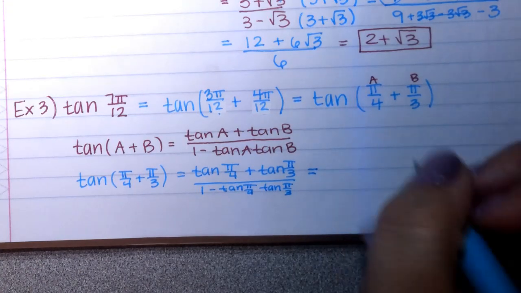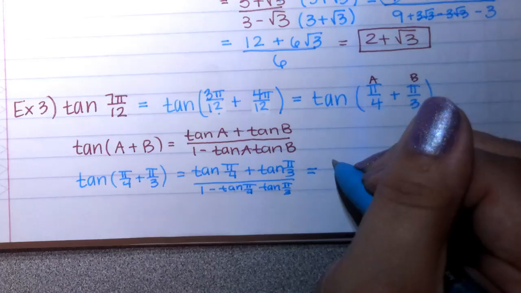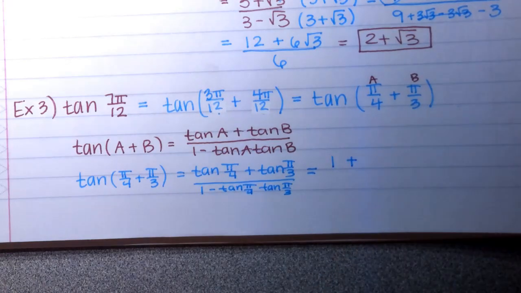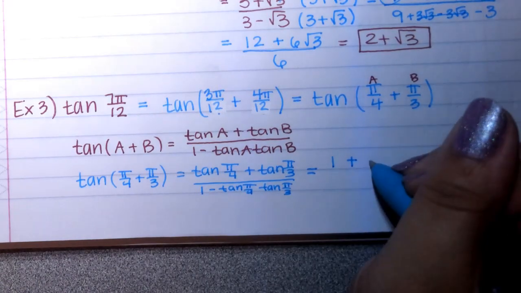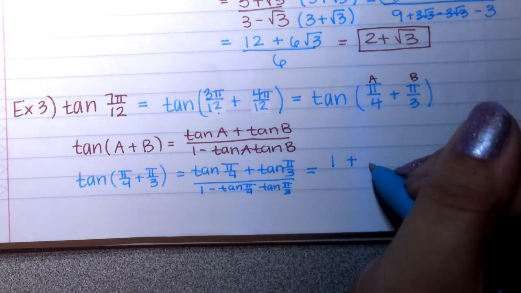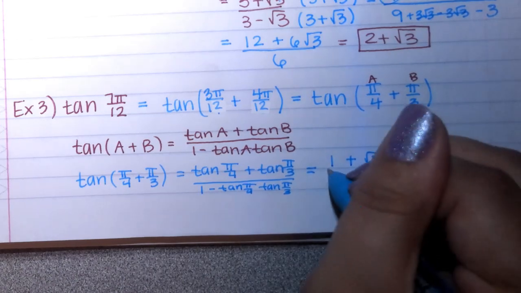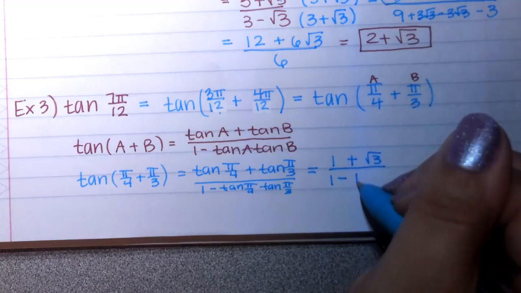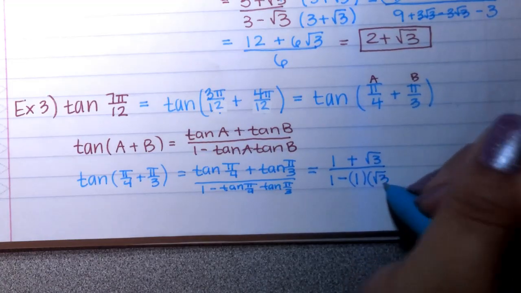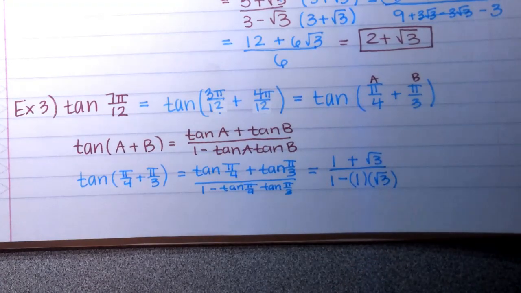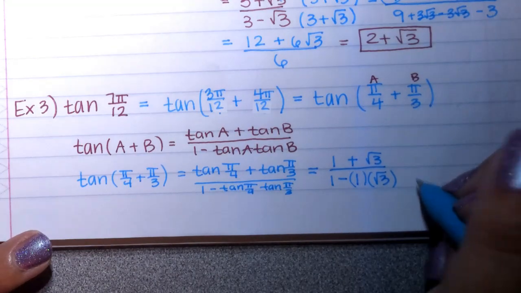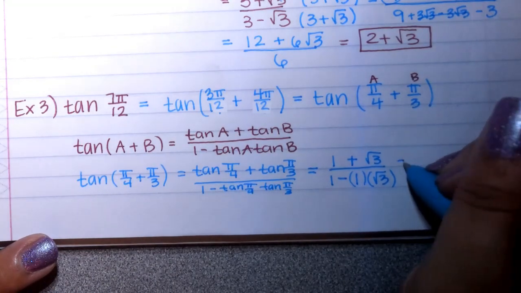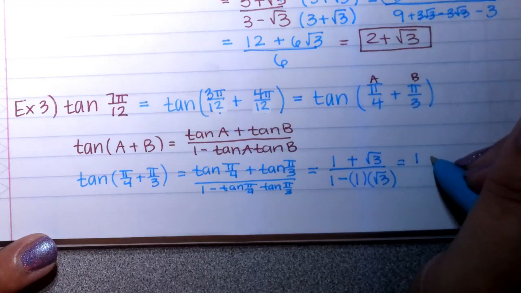What's the tangent of pi over 4? What's the tangent of pi over 3? Root 3. Over 1 minus 1 times root 3. Oh dang, doesn't this end up looking very close to what we had before?